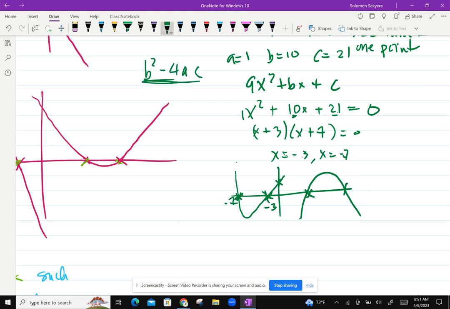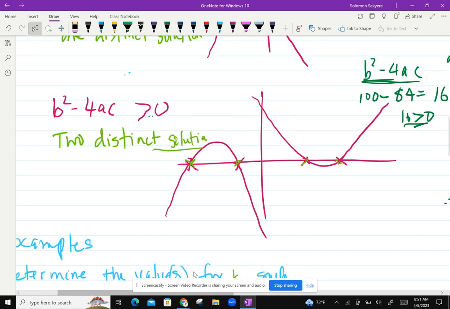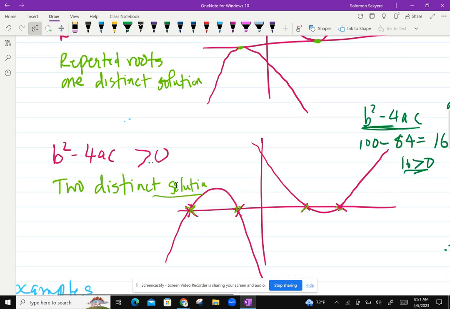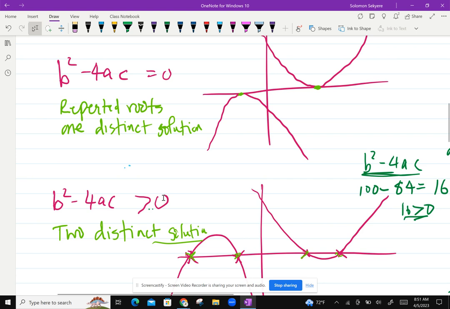So we find b squared minus 4ac, the discriminant. b squared is 10 squared, which is 100, minus 4 times 1 times 21, which is 84. What is that? 16. And 16 is greater than 0. So if we compute the discriminant and get a number greater than 0, we know we are going to have two distinct roots. We can use the discriminant to tell us what kind of solutions we have.